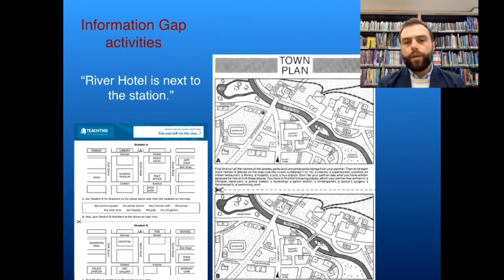The other example here is a bit more detailed. It has more realistic kind of layout. So that would be for higher level students. And if you were teaching lower level students, you could even simplify it further.